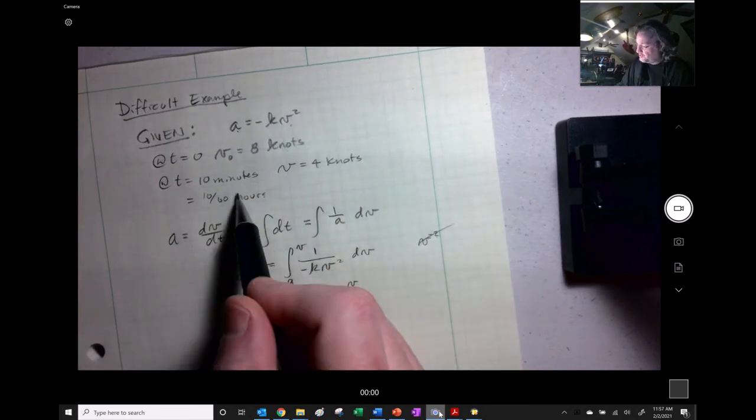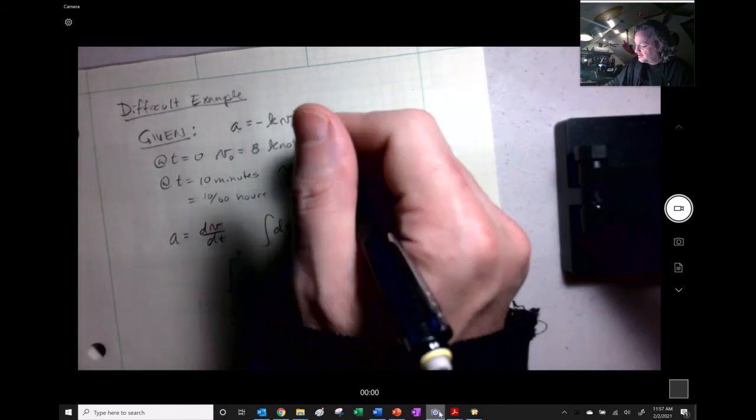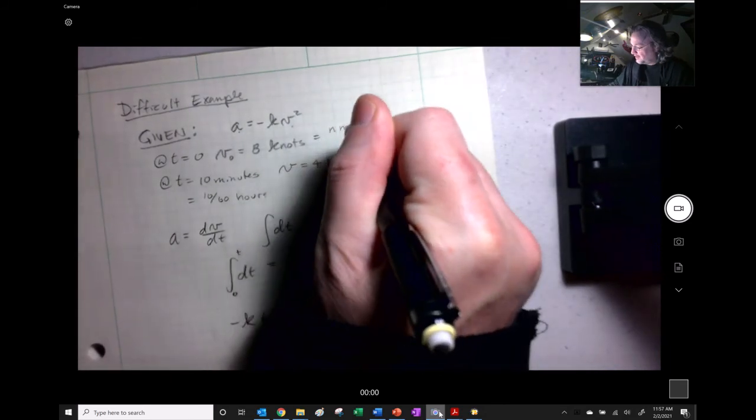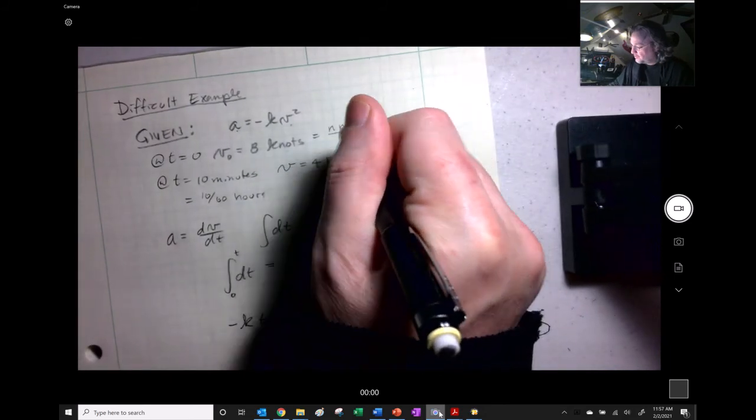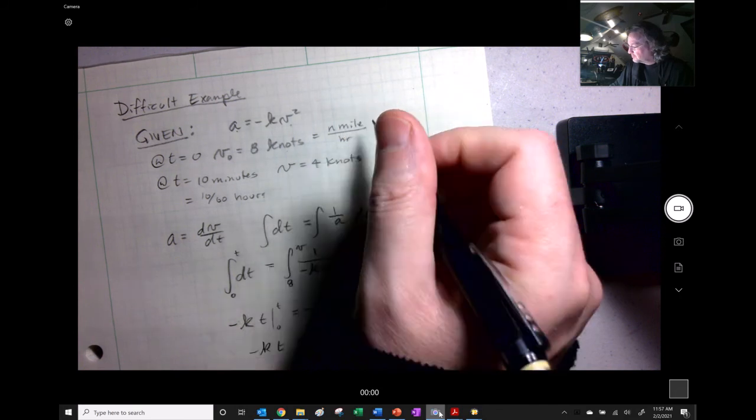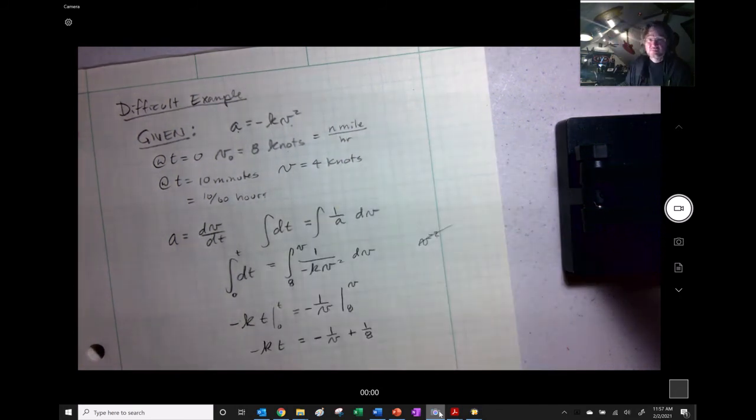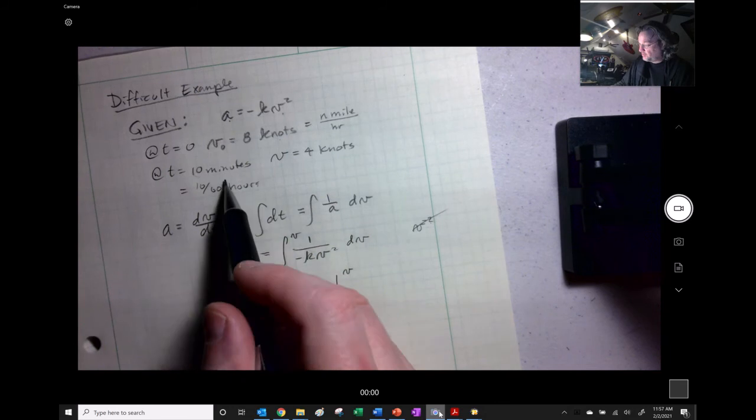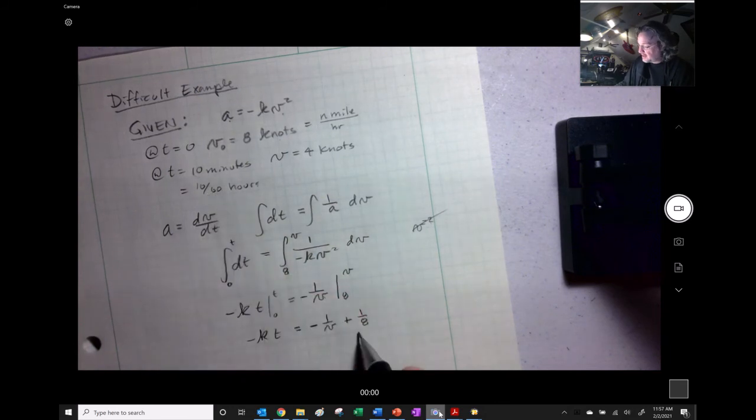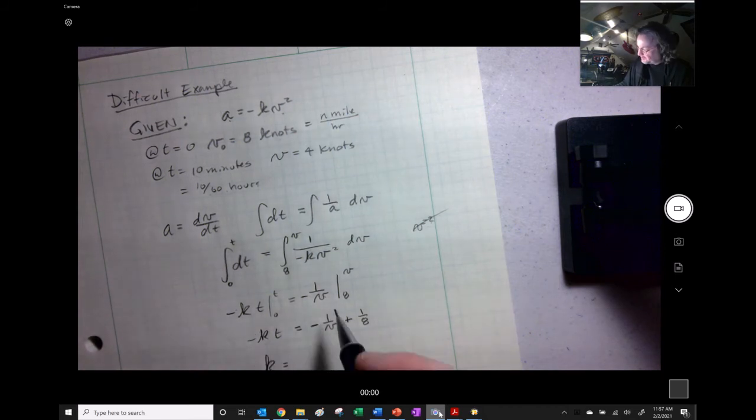Yes, and I want to use hours because this is a nautical mile. They go nautical mile per hour, right? So that's why we want to use 10/60 hours when we put the time in there for the K. And so the K here, rewriting this out by putting all this in there and solving for it, I kept my negatives in there.